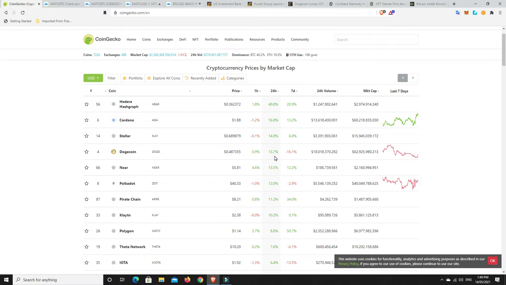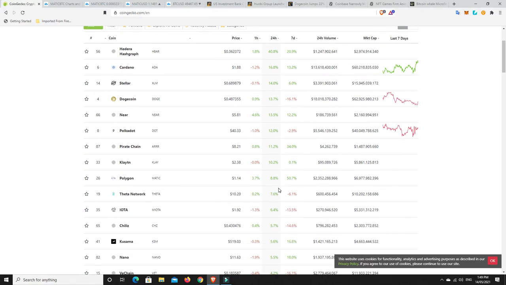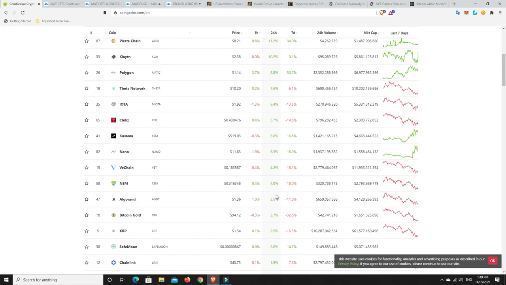Dogecoin, making a rebound, and we'll talk about some news for that. Near Project, Polkadot, nice, going up. Pirate Chain, I don't understand why. Polygon just continues, hasn't even taken a step back, and we'll have a look at that. So even though the market's been down in the last 24 hours, there's been coins that have made moves back. VeChain, Nano has done really well. Algorand, XRP making a bit of a comeback.